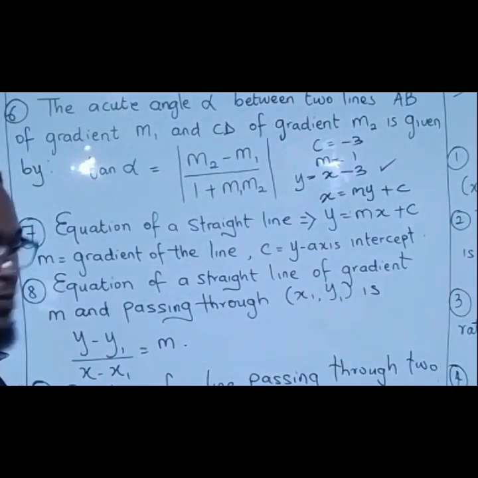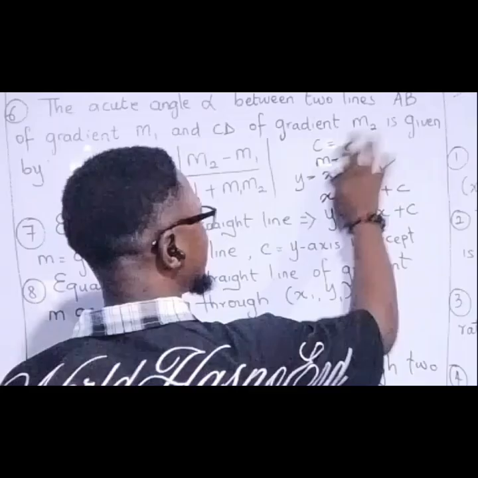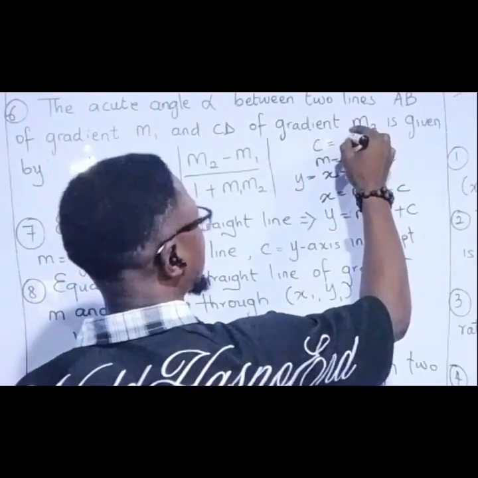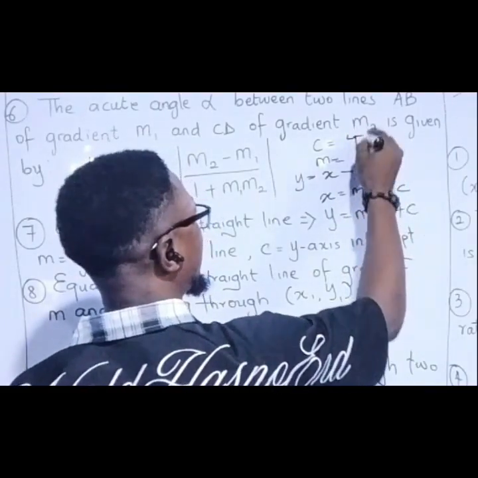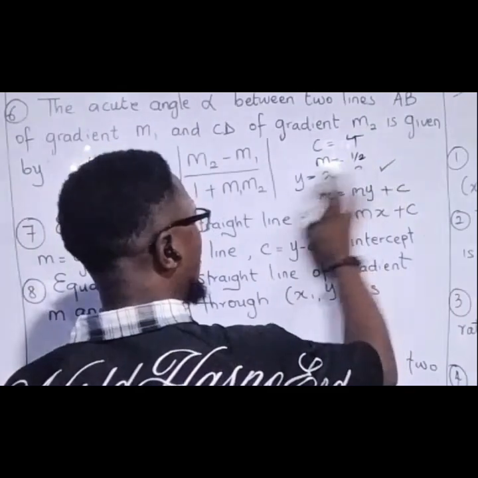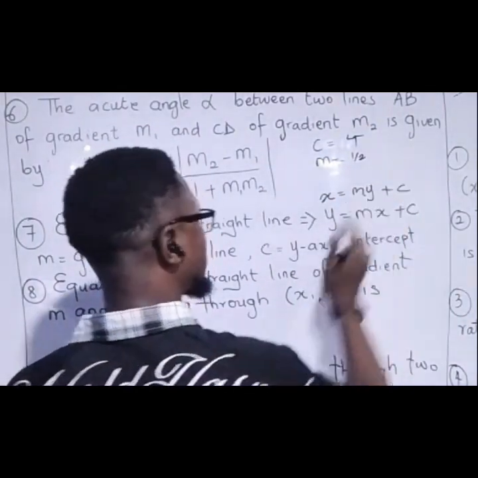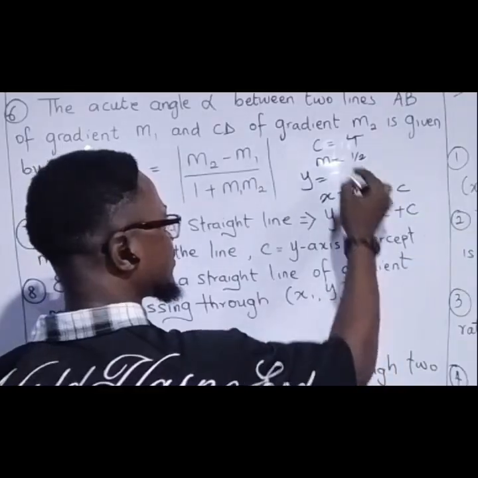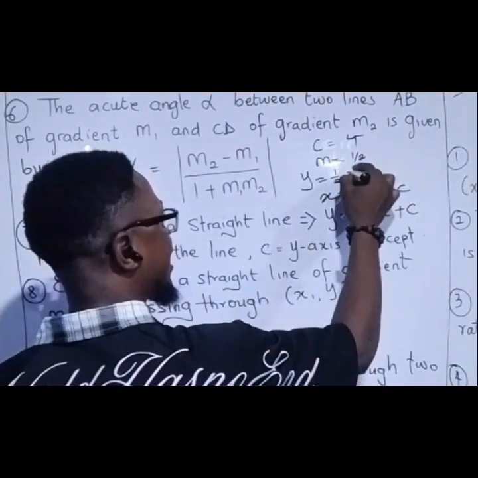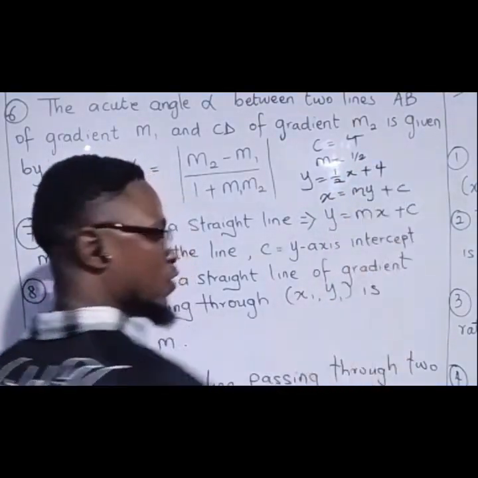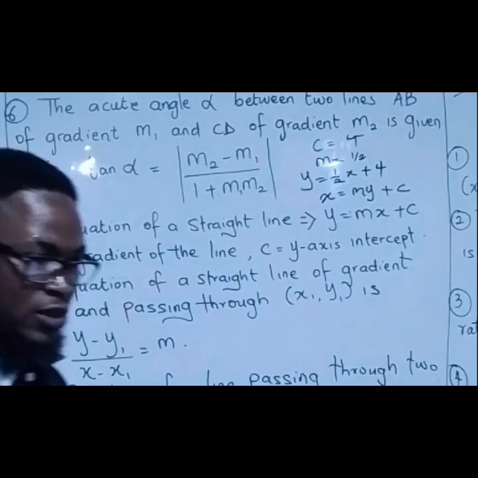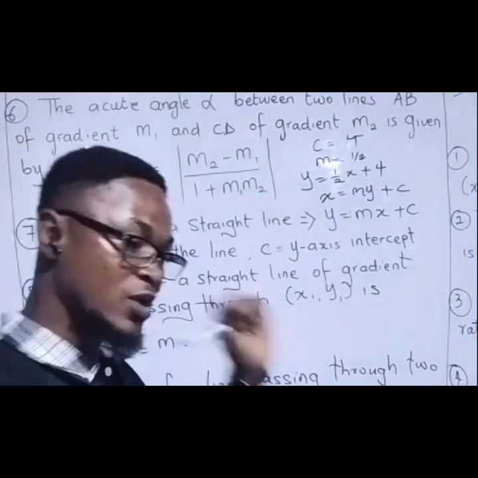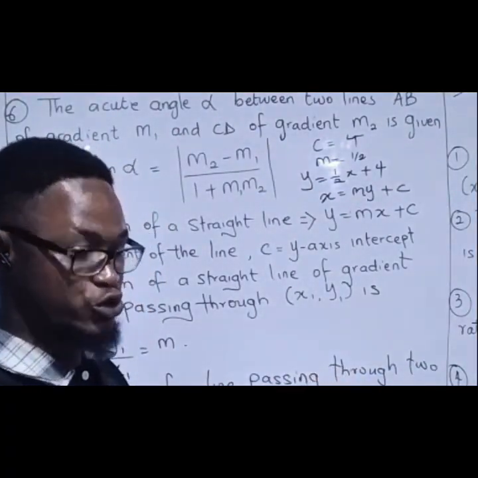That's it. Okay? So if I change this to maybe 4 and I change this to half, what is the equation of the line now? It becomes y equals half x plus 4. Is that okay? So that is if you are given your y-axis intercept and your slope.